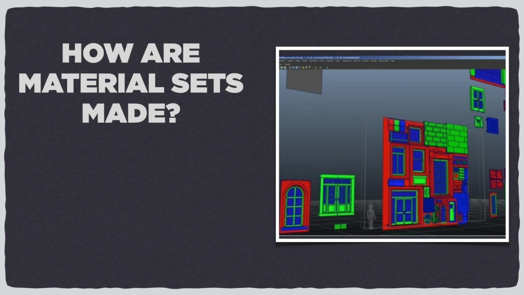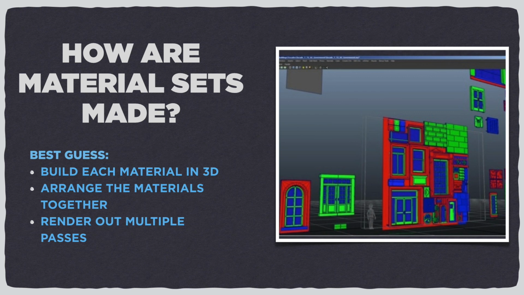So how are material sets made? My best guess comes from the image you see at the right here from a presentation from former developer Andrew Wilmot. It looks like each material object or element was built in 3D and arranged onto a plane, with this arrangement representing the final composition of the material set images. I'm guessing the camera was probably pointed directly at the square, probably with a parallel projection, since that would serve to create the flat perspective you see in the final material images.